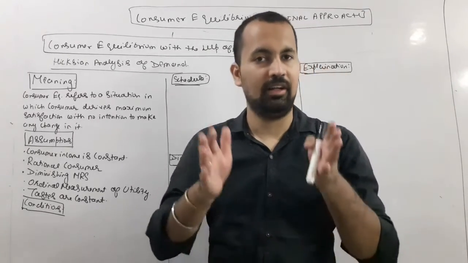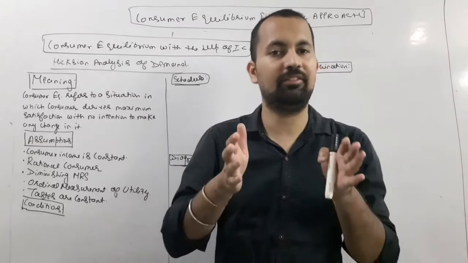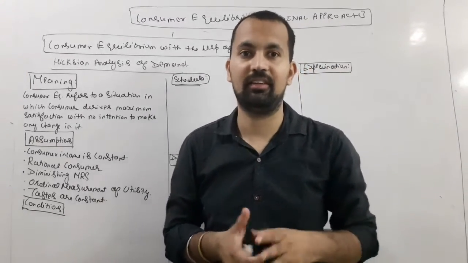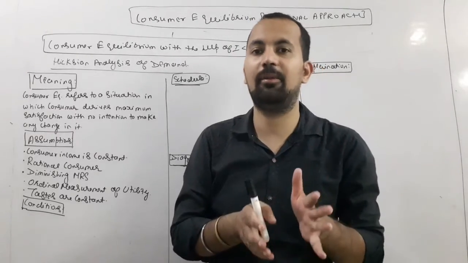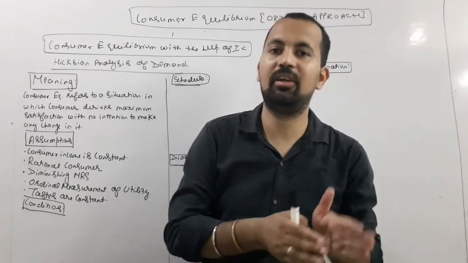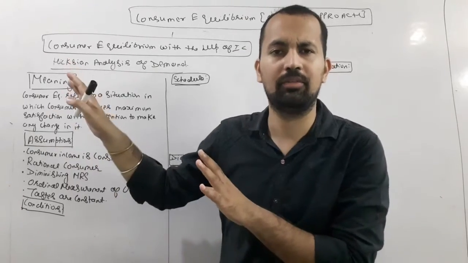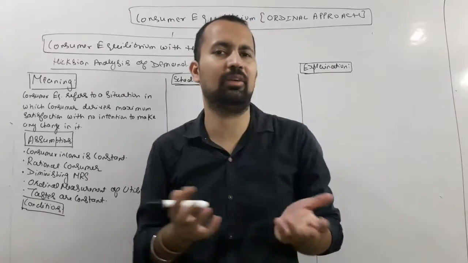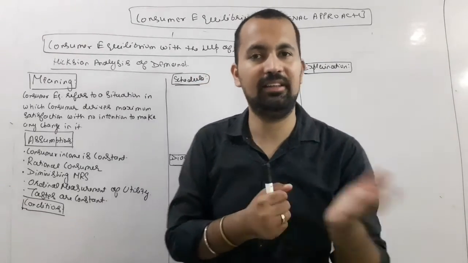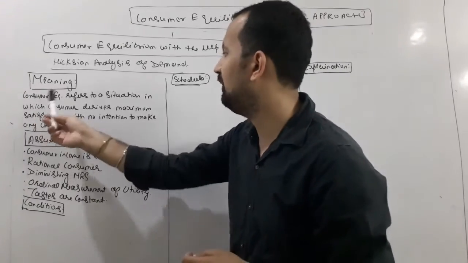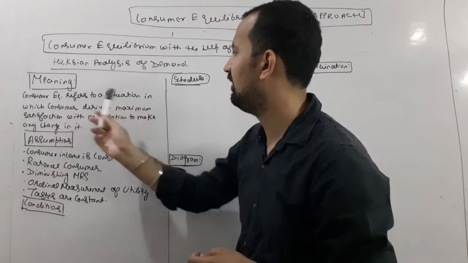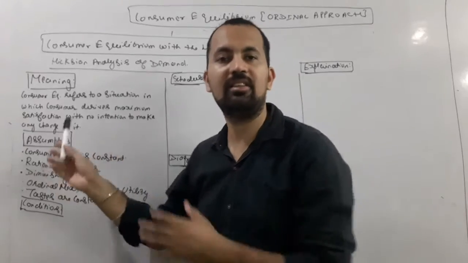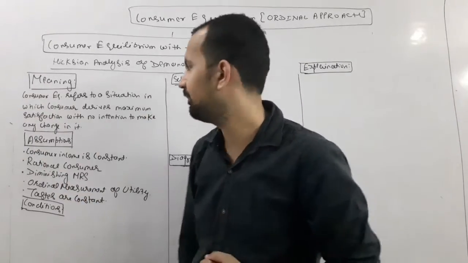Now, this consumer equilibrium we are going to study with the help of indifference curve and budget line together. Meaning it was already clear to you in the last class. That is, it is the level that gives maximum satisfaction to the consumer, having no tendency to make any changes in it. In the same manner, I have written here: consumer equilibrium refers to a situation in which the consumer derives maximum satisfaction with no intention to make any change in it. This is the same as the previous consumer equilibrium.